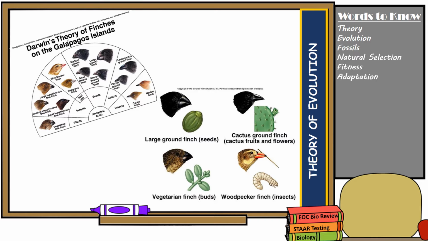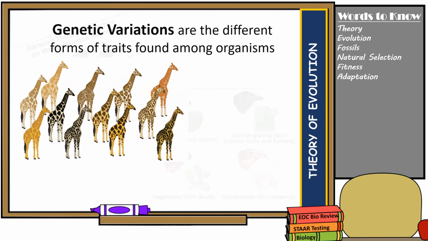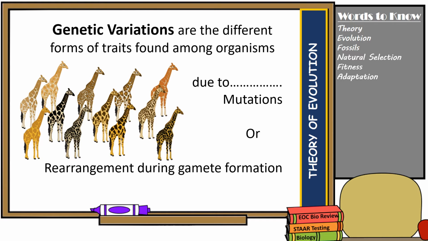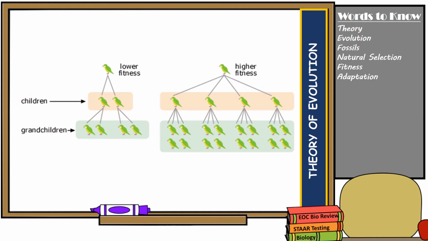Now, organisms in a species have different traits. We call these traits or differences variations. Variations may result from mutations or from how genetic material is rearranged during sexual reproduction. Many adaptations are under genetic control. Individuals with these favorable inheritable traits tend to survive and reproduce, passing the adaptations on to their offspring. Now, through these changes, a population may evolve into a new species.